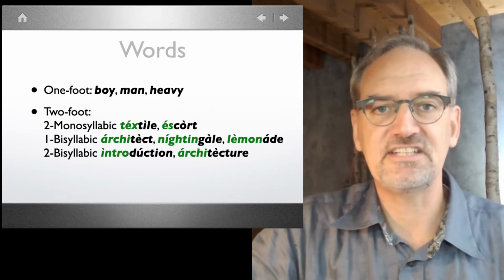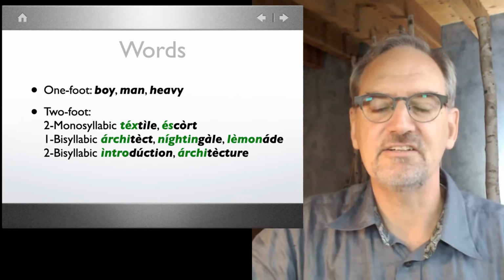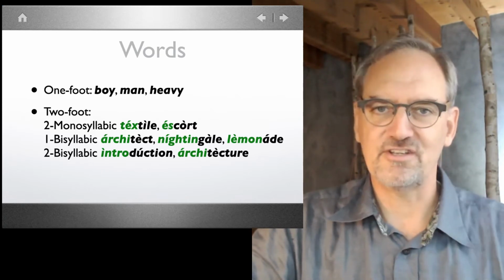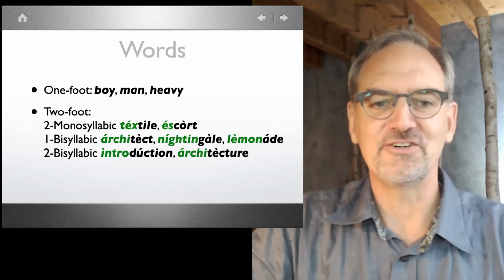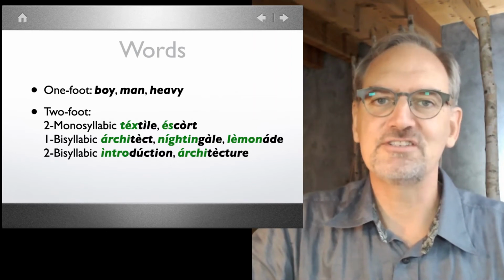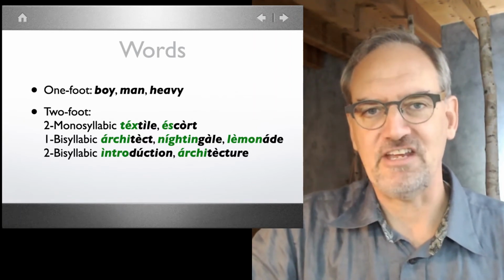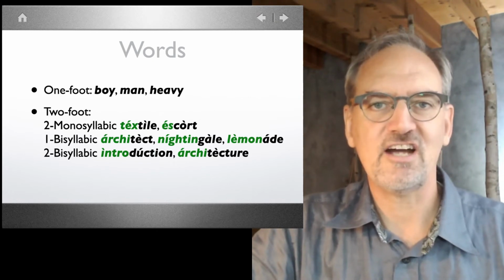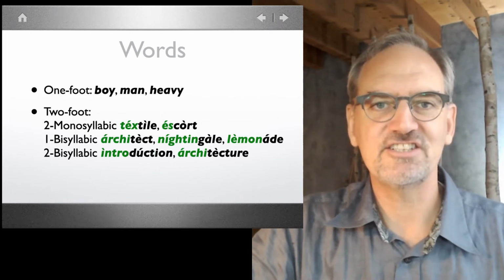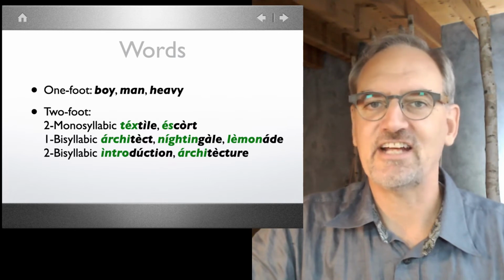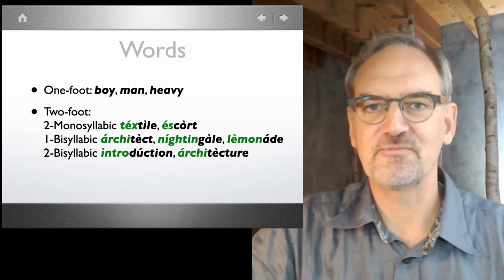And in the last case, it's secondary stress, lemonade. Okay? And we'll come back to that difference later on. And we also have words made up of 2 feet, where both feet are bisyllabic feet. Right? Words like introduction and architecture.